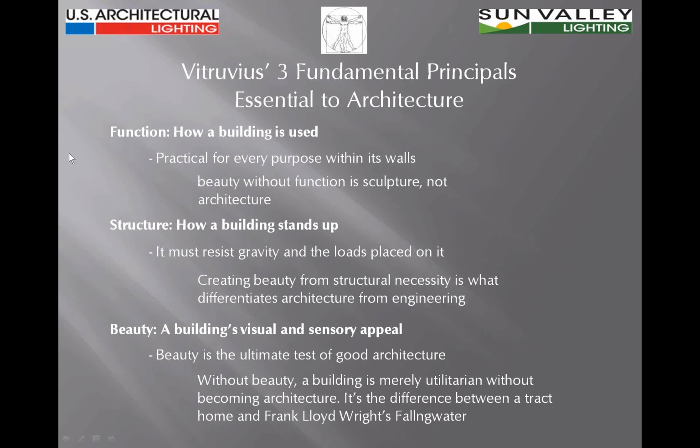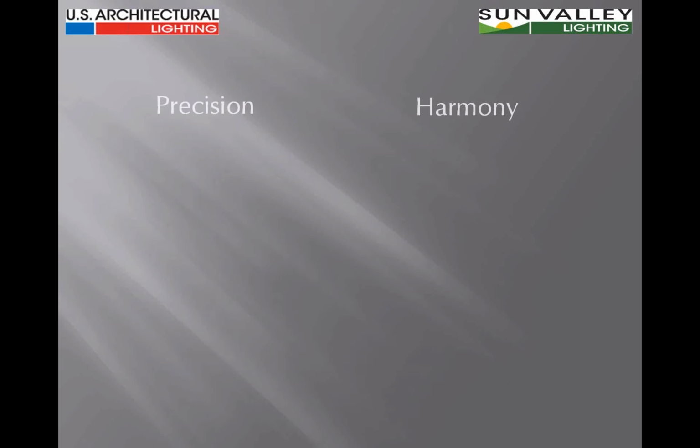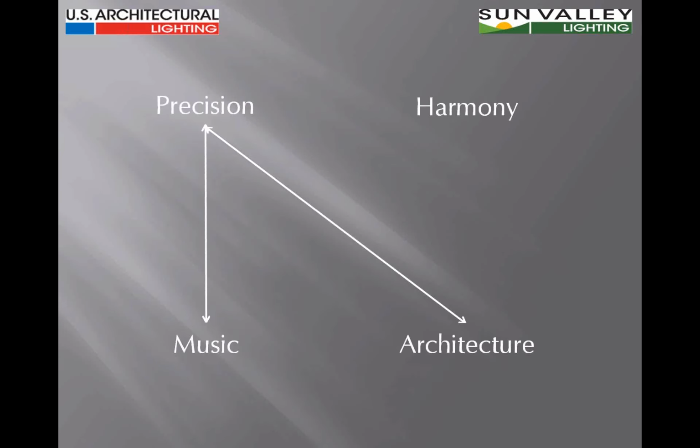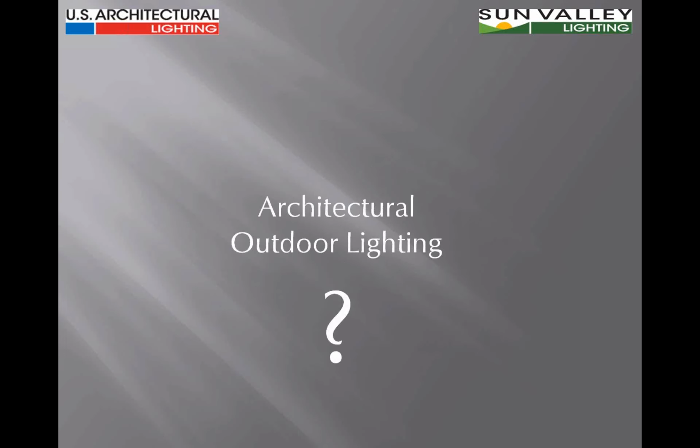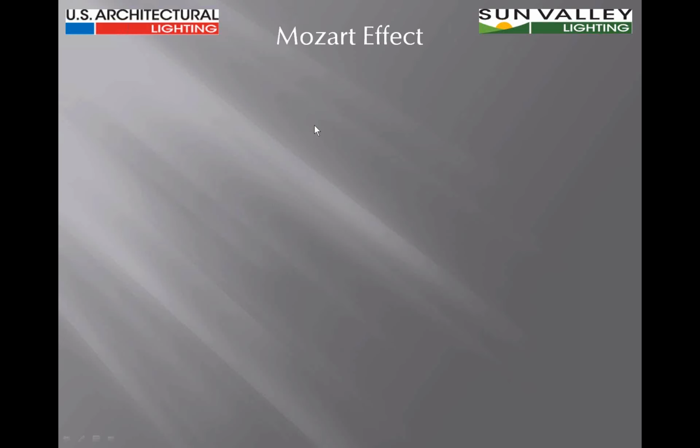Well, it's interesting to look at these elements as far as precision, harmony, music and architecture, and how they play together. But the question is, how do precision and harmony and music and architecture all roll into architectural outdoor lighting? We're going to put one more element in here to bring this thought of how it all marries together and influences the world of outdoor lighting design with an element called the Mozart effect.